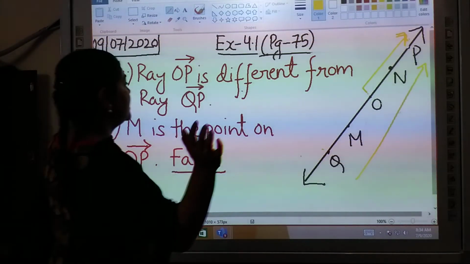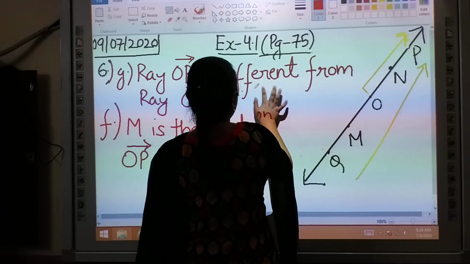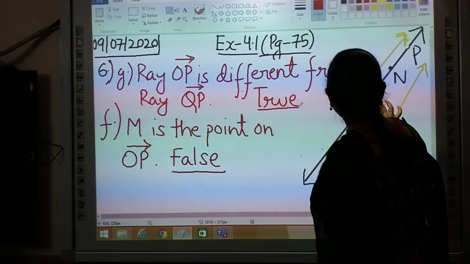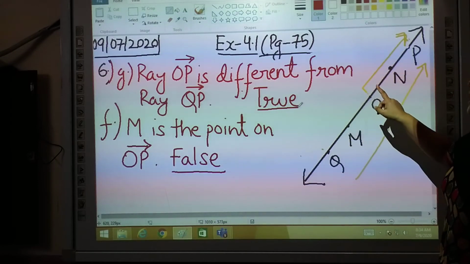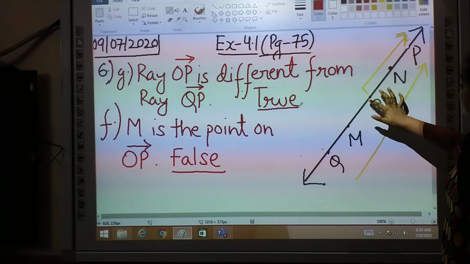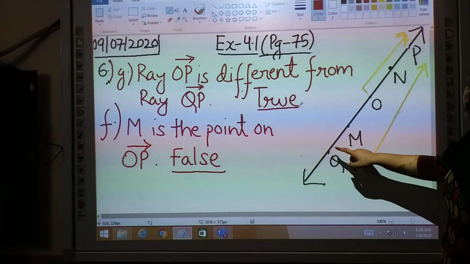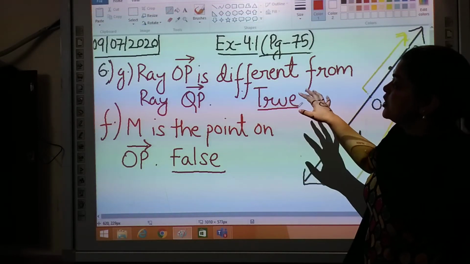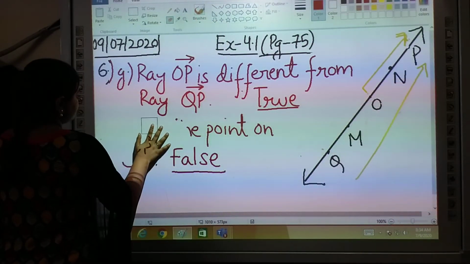Yes, these two rays are different because the origin is different. क्योंकि बेटा एक रे का origin is Q और एक रे का origin है O. क्योंकि origin different है, so we can say that these two rays are different to each other. ठीक है? OP रे का origin O है और QP रे का origin Q है. Now the next question.